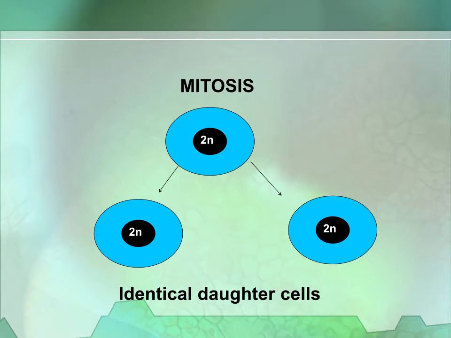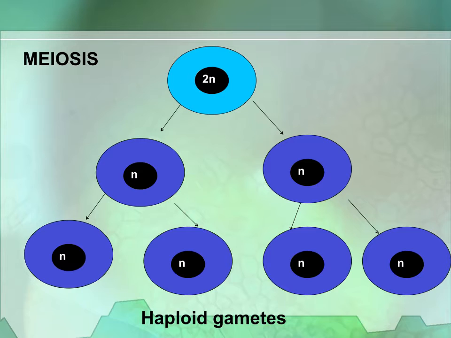Just to recap, mitosis produces two daughter nuclei with the same number of chromosomes as the parent and as each other. So we say that they are identical daughter cells. The number of chromosomes is 2n, n representing the number of chromosomes. They're exactly the same in the daughter cells as the parent cells. Now in meiosis, 4 daughter nuclei are produced, and these have half the number of chromosomes of the parent. So we say that they are haploid gametes. If you notice here, you've got 2n in the parent cell and n in the haploid gametes, half the number of chromosomes.